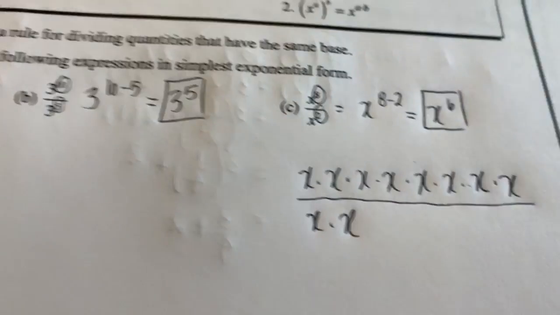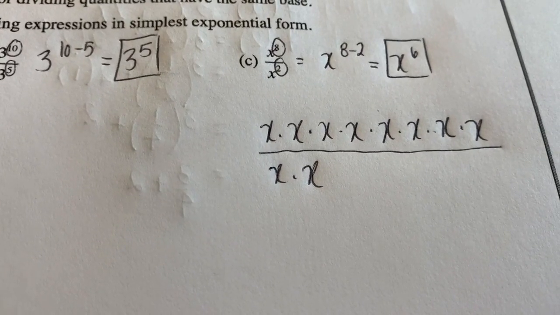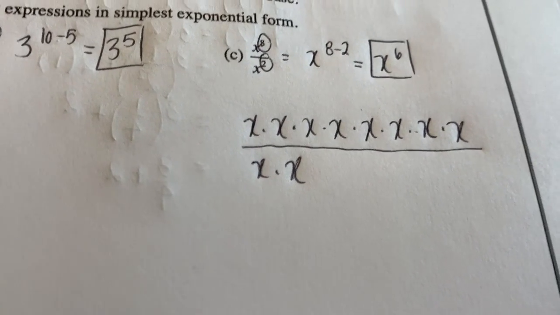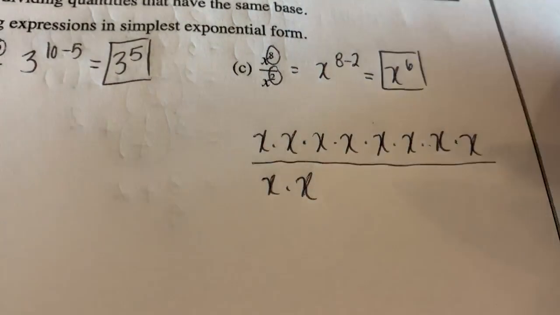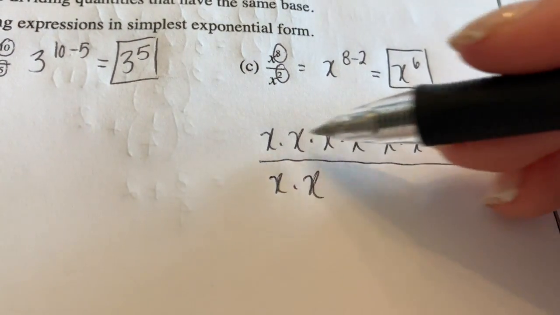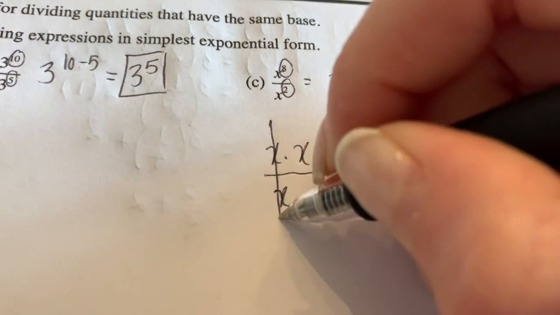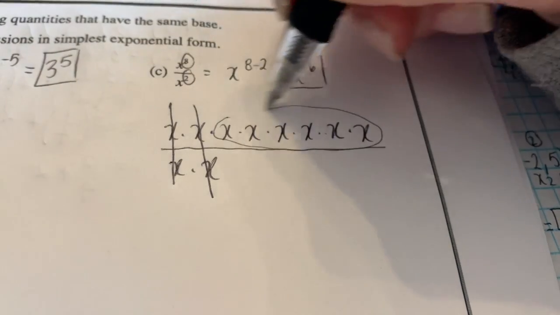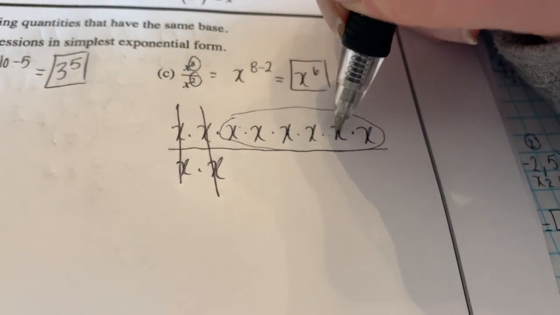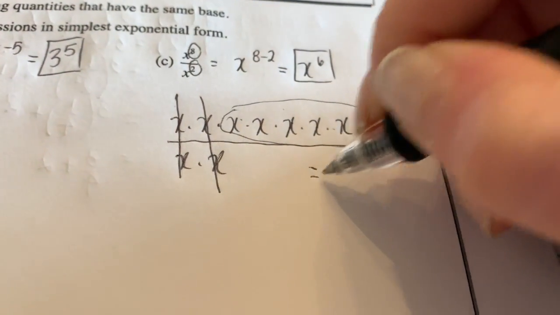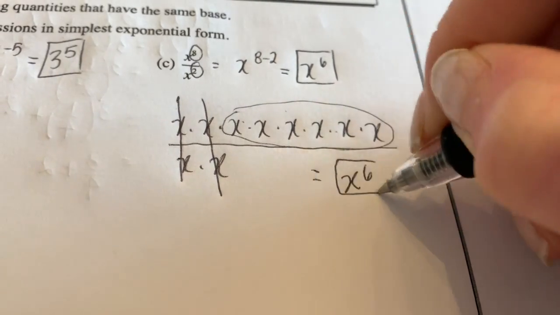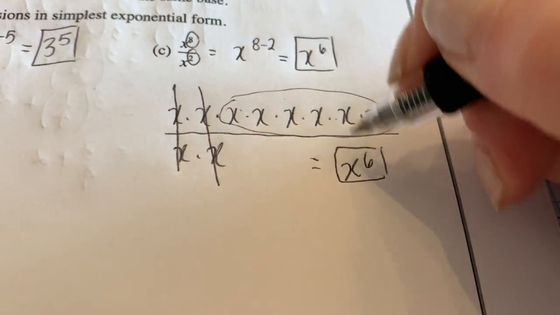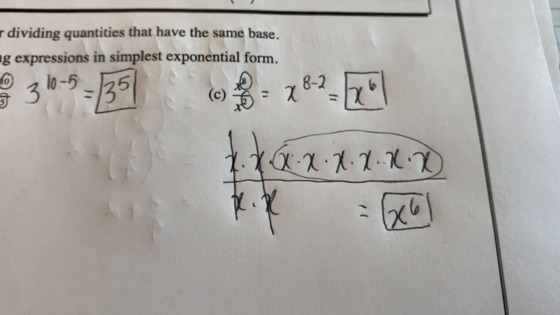Now, when you divide a number by itself, it's equal to 1. So it cancels out, right? So what we would have here, if we divided this number by this, is this would be canceled out, and this would be canceled out. And what would be left? x times x times x times x times x times x, which is x 6 times. Oh my God. Mind blown. This is why that works, okay?